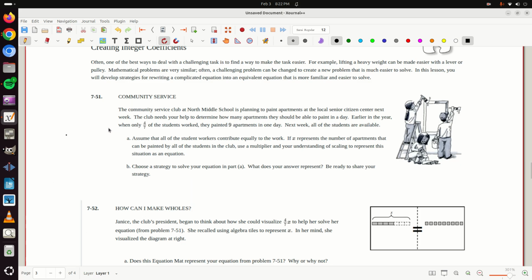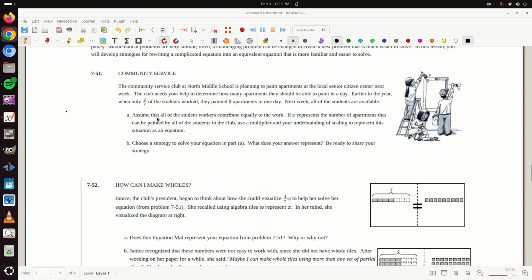A community service club at North Middle School is planning to paint apartments at the local senior citizen center next week. The club needs your help to determine how many apartments they should be able to paint in a day. Earlier in the year, when only 4 of the 7 students worked, they painted 9 apartments in one day. Next week, all of the students are available, so I think the assumption and the hope would be that they'll be a little bit faster, right? That they'll get more done.